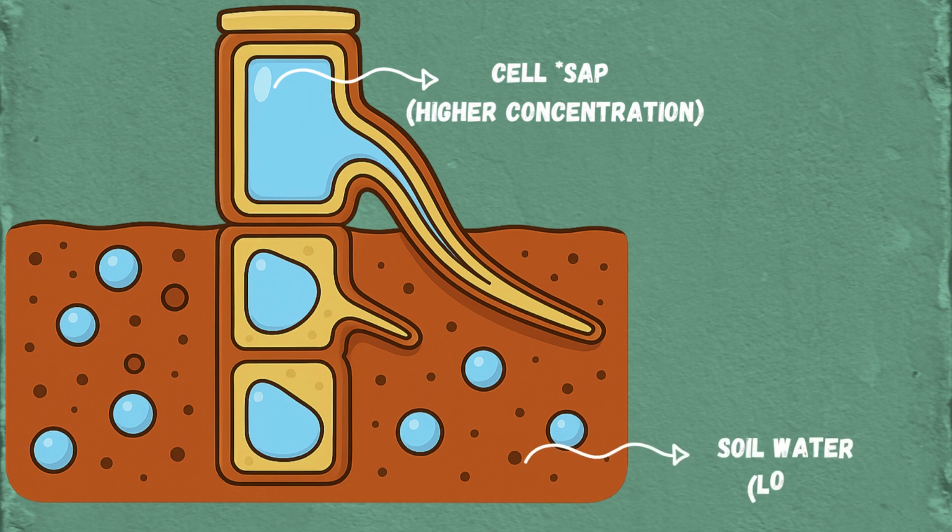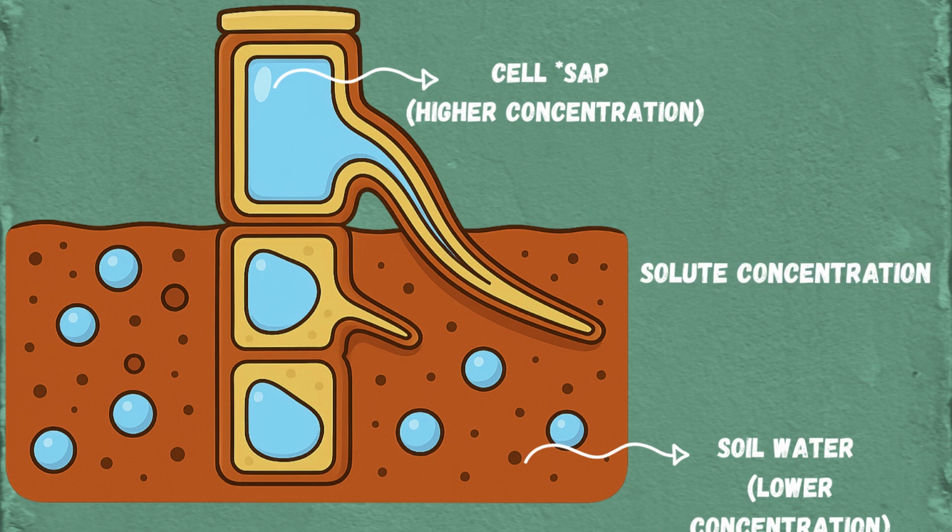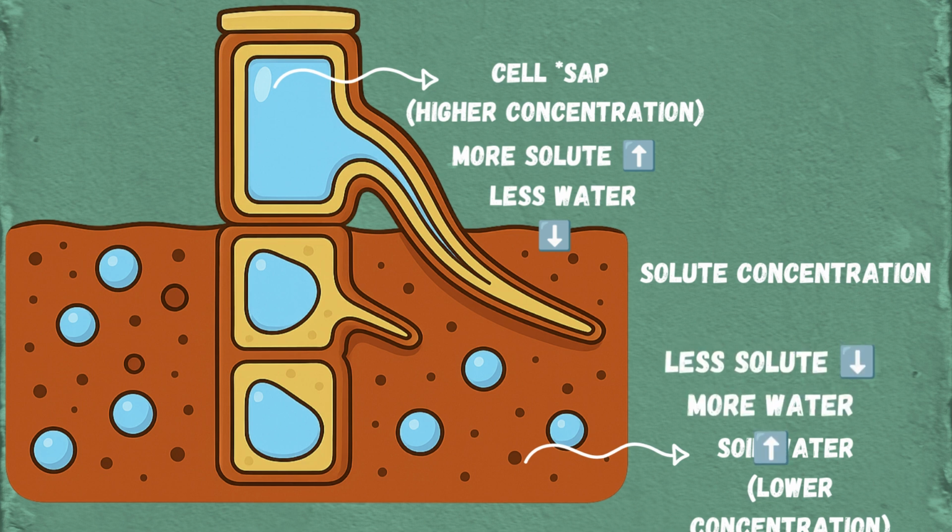In the fourth point, I said that the cell sap is at a higher concentration than the surrounding soil water. When we refer to higher or lower concentration, we refer to the solute concentration. This means that the cell sap has more dissolved solute and less water, and the soil has more water and less dissolved solute. The water therefore moves from its higher concentration, which is in the soil, to its lower concentration, which is in the cell sap of the root hair.